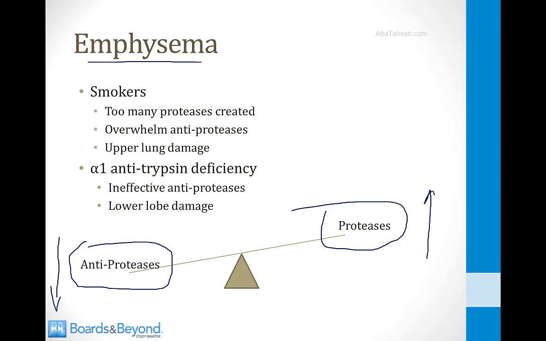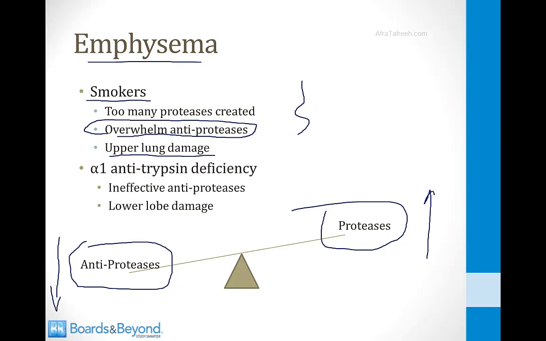So the most common type of emphysema is the type we see in smokers. The smoke creates proteases, and these overwhelm the antiproteases, and as a result, the lungs get damaged. The damage that occurs in smokers' emphysema is predominantly in the upper lobes. An easy way to remember this is to just think of smoke rising up to the upper lobes of the lungs.